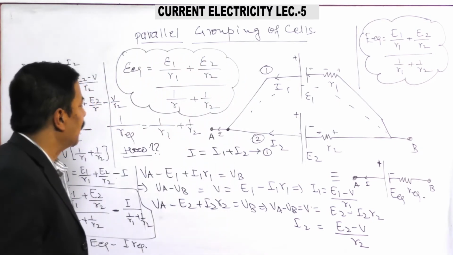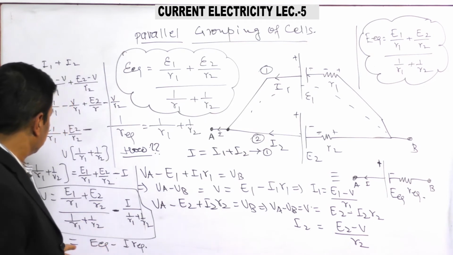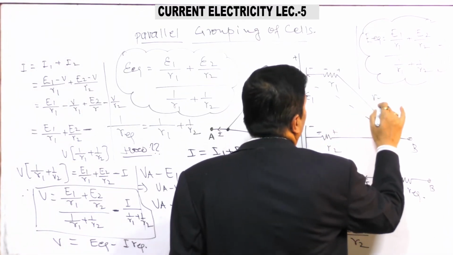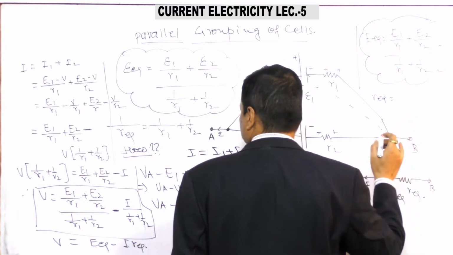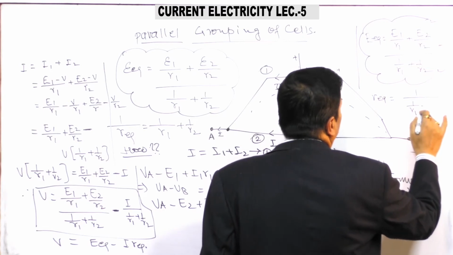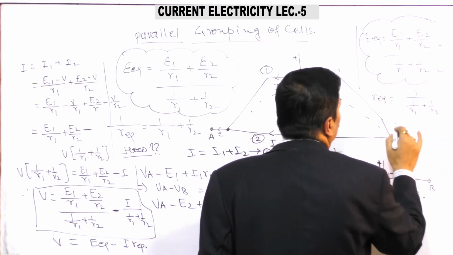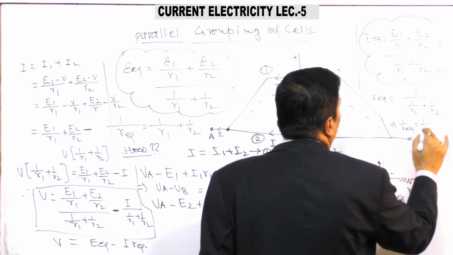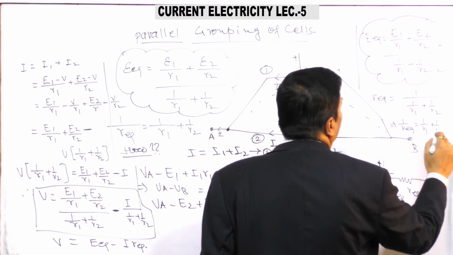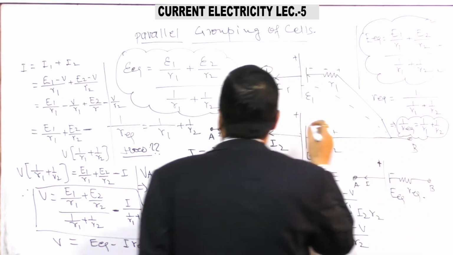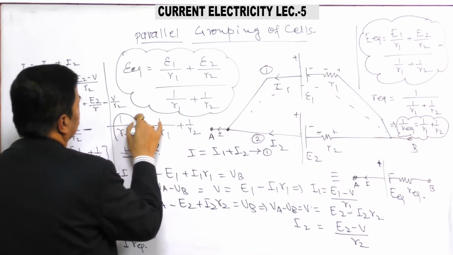This is the result. Now second, R equivalent is equal to 1 by R1 plus 1 by R2. This implies 1 by R equivalent is equal to 1 by R1 plus 1 by R2. See, this is the result.